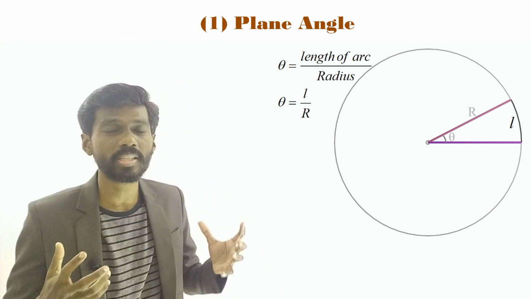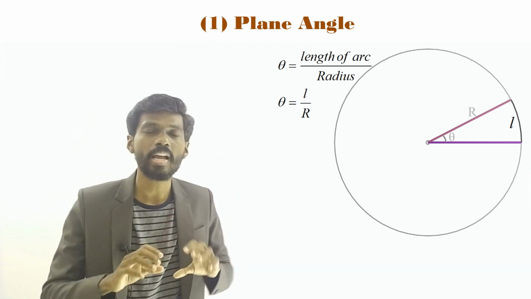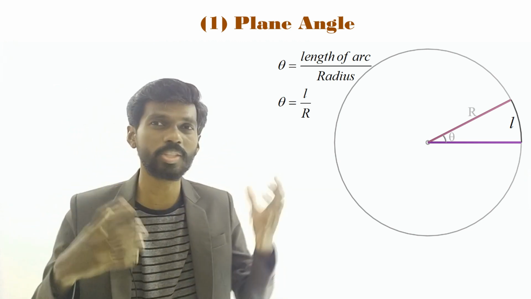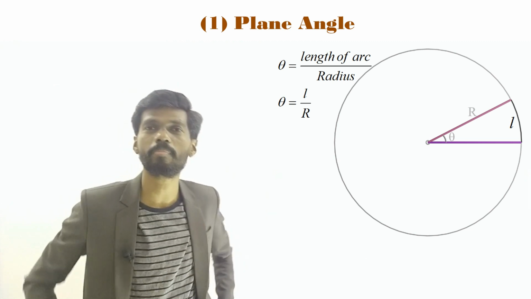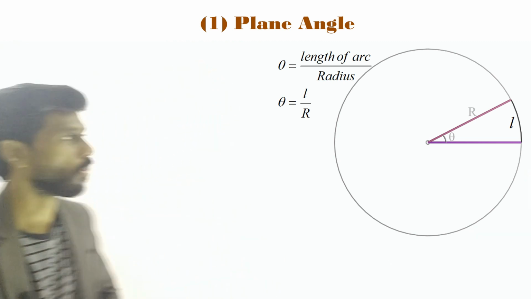As the name suggests, it is a solid angle, which means no more a plane figure, right? So you have to use a three-dimensional view. You have to visualize it. We can't draw this solid angle. So let us now define what a solid angle is.